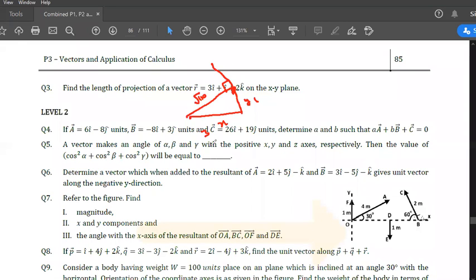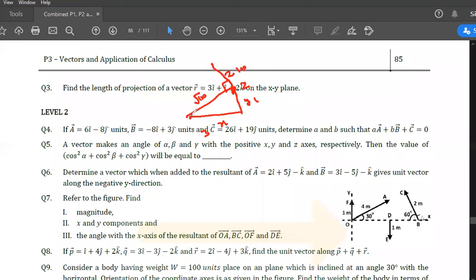Close your eyes and just imagine. Physics is all about imagination. You are standing at that point and you started floating, you just removed the gravity. So your displacement will now be along the z-axis, and this displacement is 2 units.